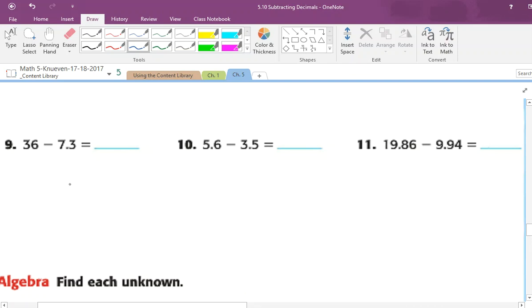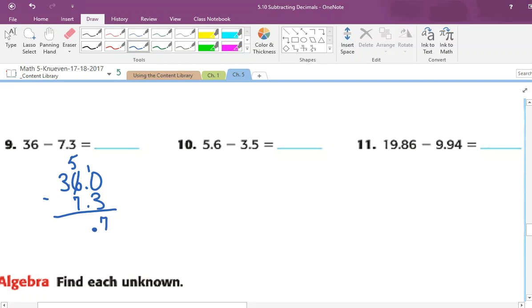Check your work. So 36 minus 7.3. I first need to rewrite this vertically and then line up my decimal points. So when I subtract, I don't have anything in my 10th place, so I need to add a 0 for 36. Cannot take 3 from 0, so I borrow from the 6. That becomes a 5. Now that 0 becomes 10. 3 from 10 is 7. I bring down my decimal point.